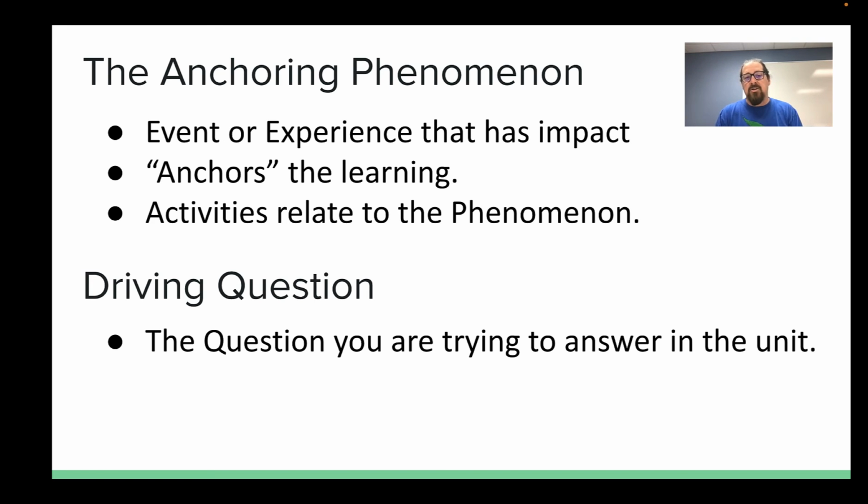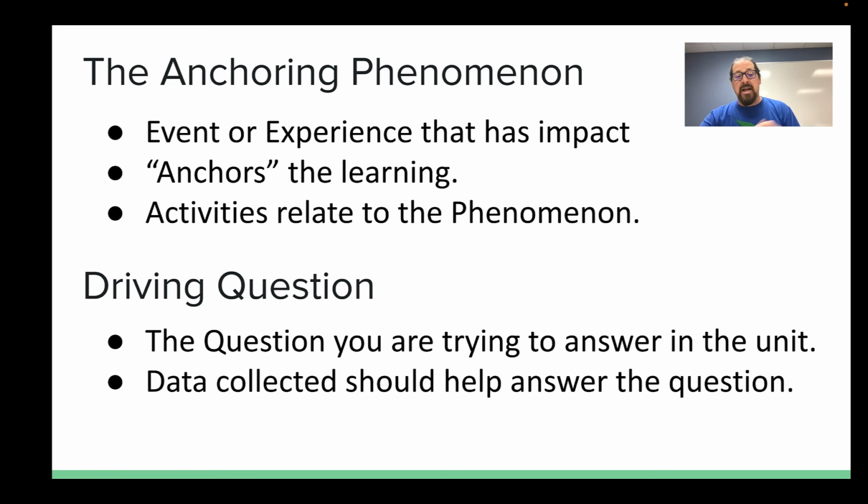Science is about trying to answer questions, not memorize facts. That's really important that we understand. Science is not memorizing facts. It's trying to answer questions with data, right? And so data should be collected, and all the data that we collect should help to answer that driving question or help us to explain the phenomenon. Kind of both, actually, ideally both should happen. So that's the anchoring phenomenon and the driving question.